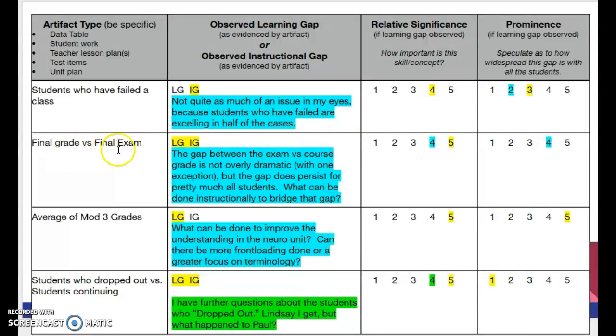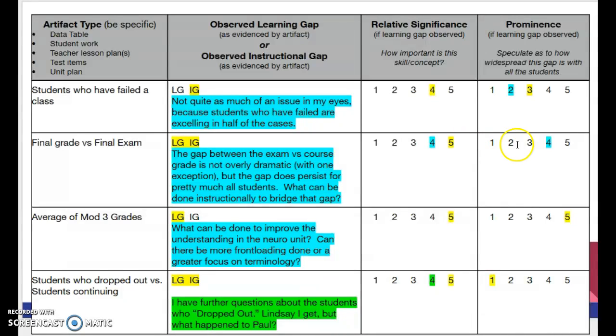The final grade versus the final exam, I put it could be a learning gap or an instructional gap, and I'm going to look into this a bit more and come up with an answer, but I do think it's a little bit of both, and for me that's a 5. I would like to have the final exam assessment really be indicative of what their grade is, although a final grade is often higher than a final exam grade anyway.